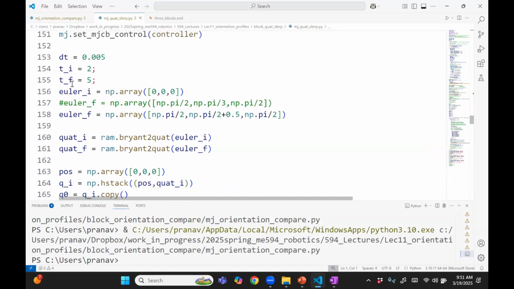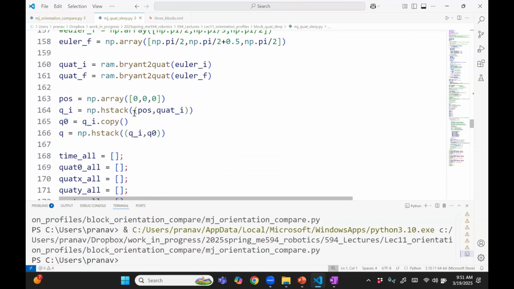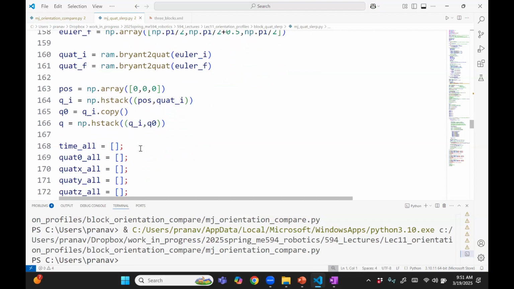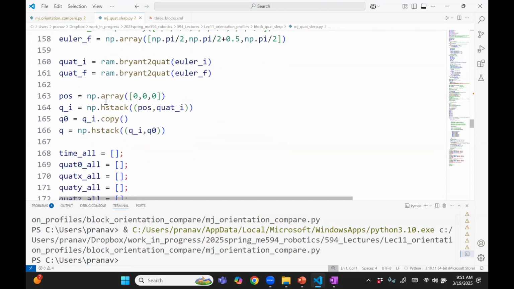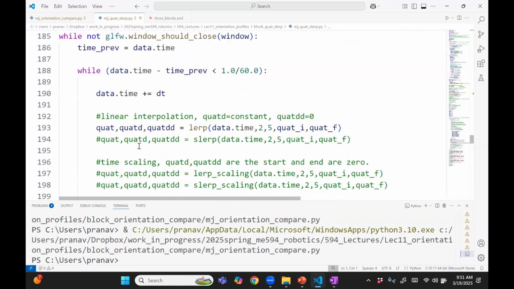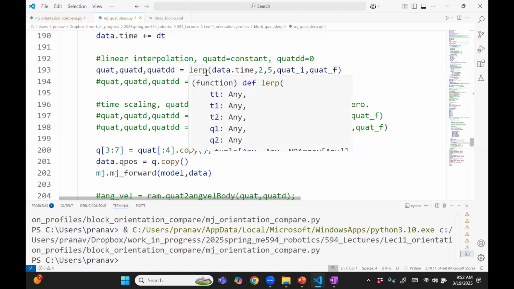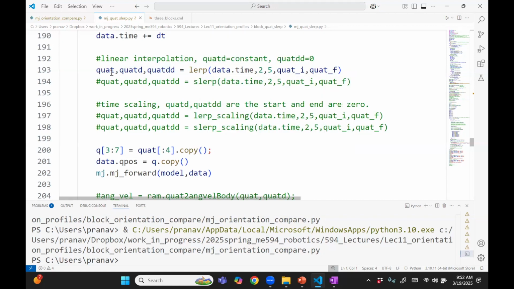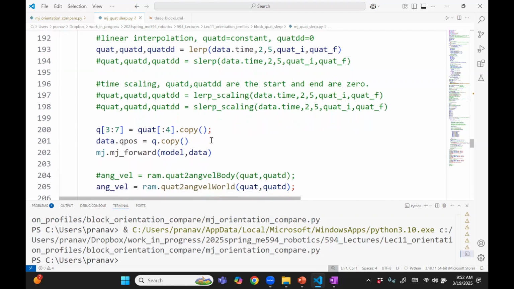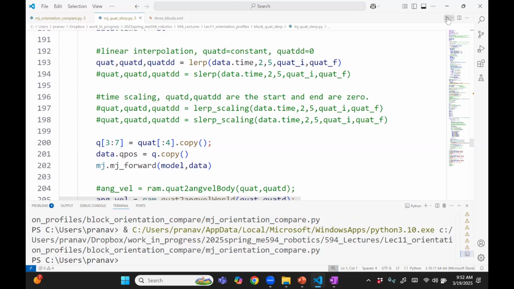I just chose initial final time and initial angle final. I think there's a final angle somewhere, quat f, yeah. Okay, I'm going to show you a bunch of actually 4 different cases. First, we'll use LERP without any scaling. So this is just the linear interpolation. When I run this, it actually produces the quaternion dot, quaternion double dot, and actually does plots. But let me run this first so you see what you can expect.